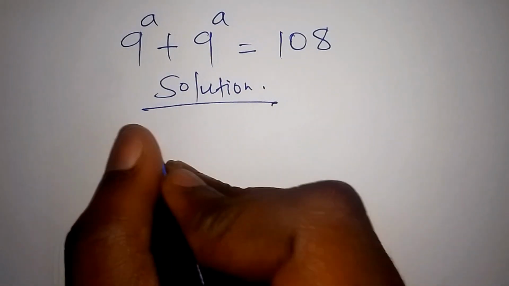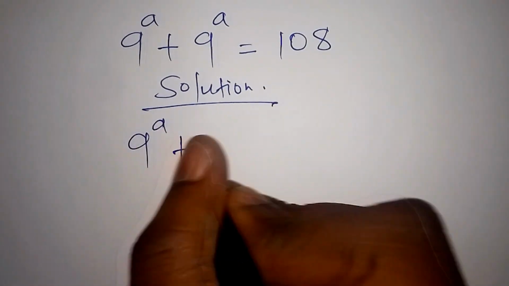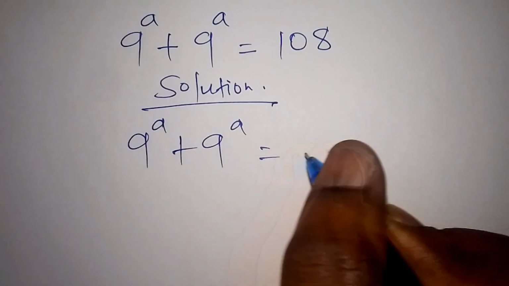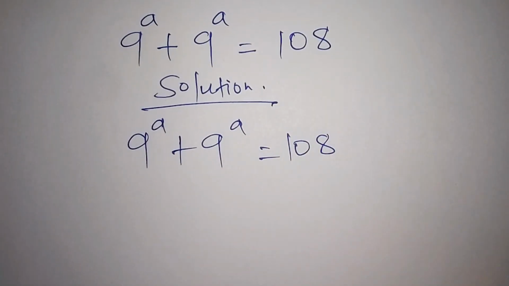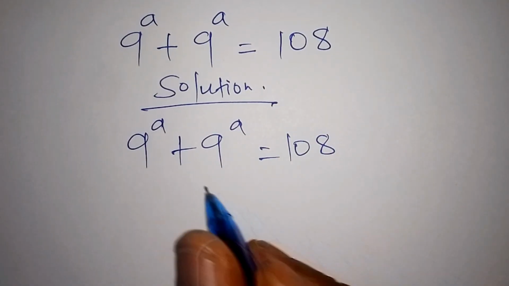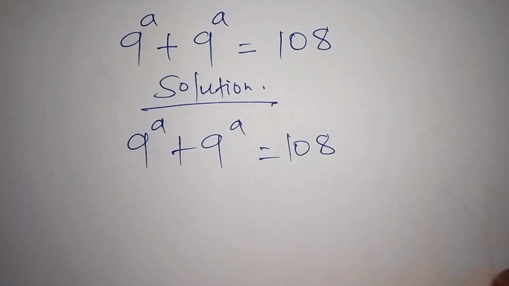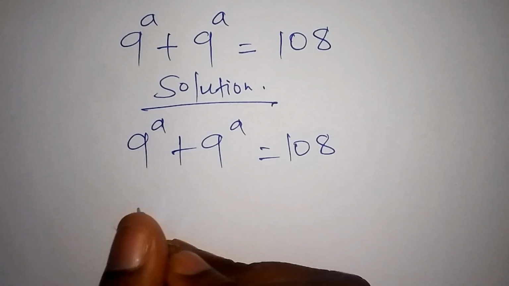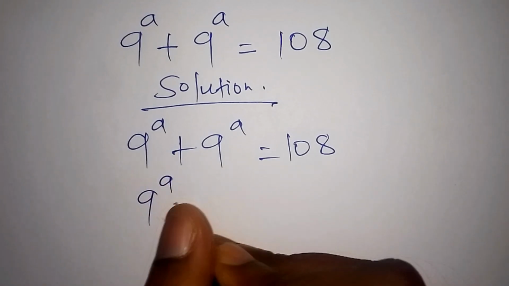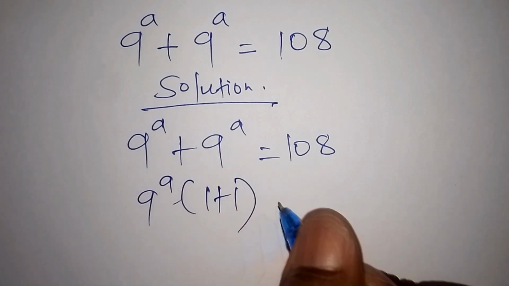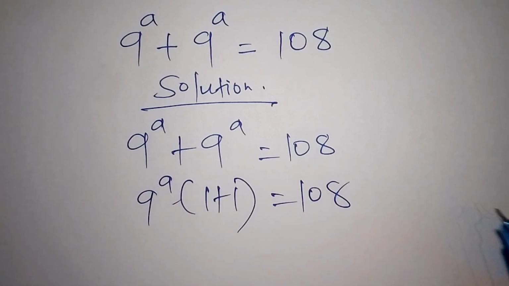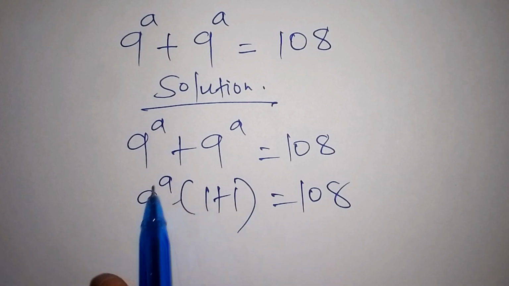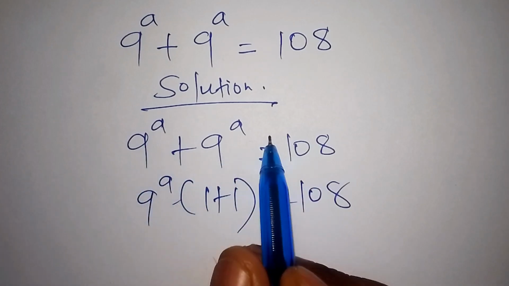We are having 9 to the power of a plus 9 to the power of a is equal to 108. The first step you need to do is to factorize 9 to the power of a plus 9 to the power of a. This can now be written as 9 to the power of a into bracket 1 plus 1 is equal to 108. When we open this bracket, we shall still have 9 to the power of a plus 9 to the power of a.